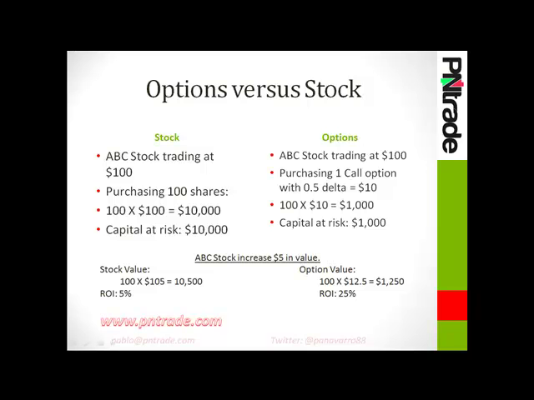As every contract of options represents 100 shares, we multiply 10 times 100 and we get $1,000 of capital at risk. If ABC stock increases by $5, our stock value would increase by 5%. Our option value would increase by 25%. You could notice here how we leverage our returns and also we lower the capital at risk.